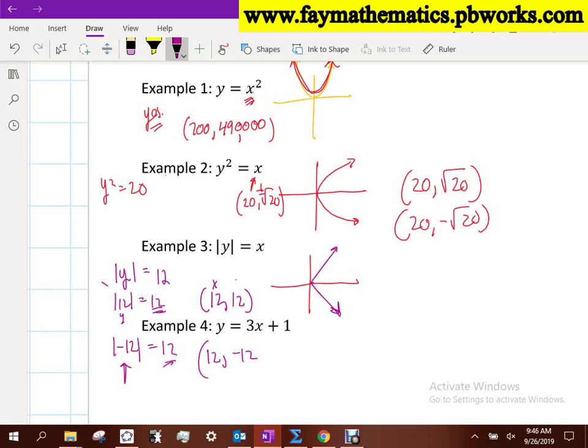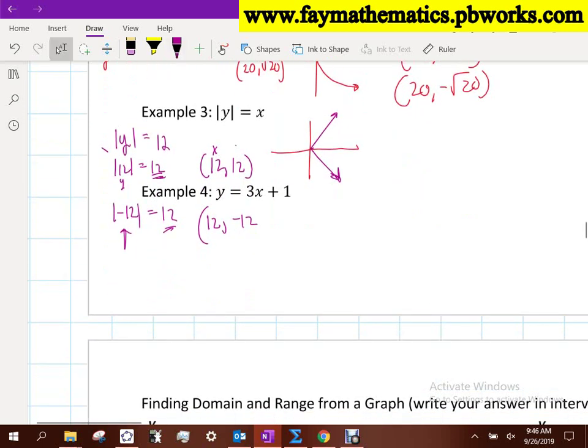What's the graph of 3x plus 1? Just a line, right? Any line, unless it's vertical, any line is a function, right? It's going to pass the vertical line test. Okay. I'm going to show you something here, which hopefully you've seen before.